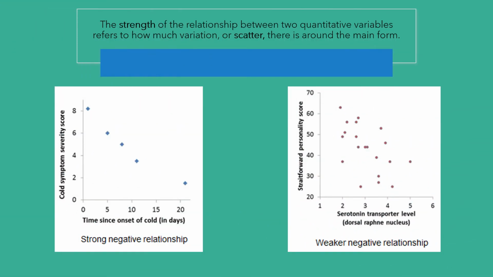In the first diagram, it looks like the points are almost lying on a line with the negative slope. So it has a strong negative relationship. Whereas in the second case, though I can imagine a line with a negative slope, still not all the points are lying on that particular line. So it has a weak negative relationship.